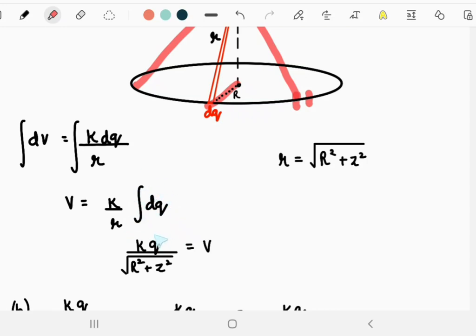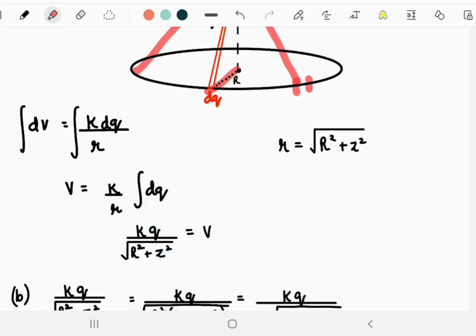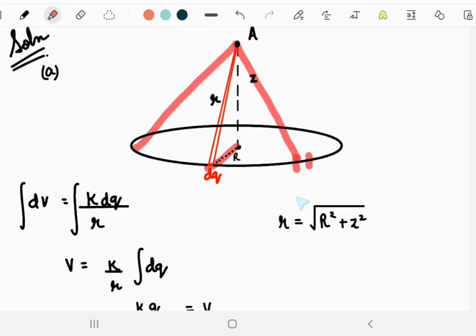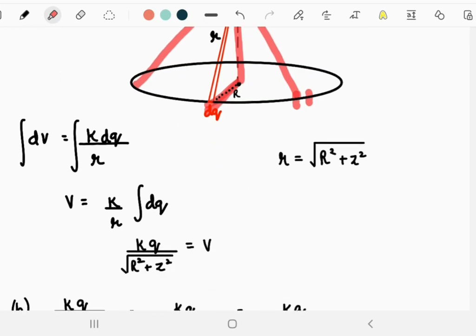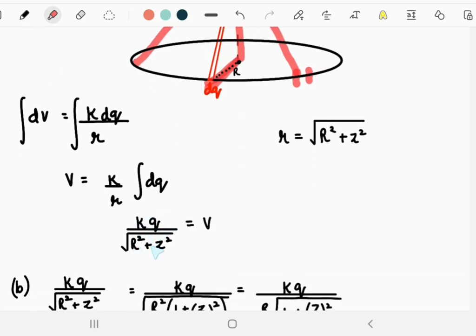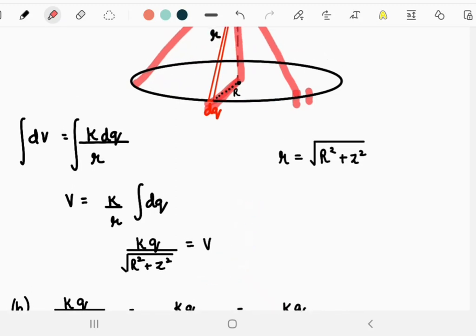So integration of this dq is q, so it will be equals to kq by small r. Now the small r will be equals to z square plus r square का under root. Okay, simple Pythagoras theorem. So it will be equals to kq by under root r square plus z square. This is the potential due to this ring at point A.